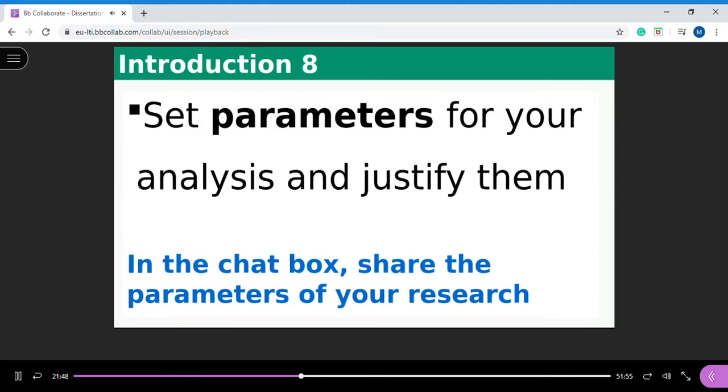So with your subject, can you just share any parameters of your research? For example, you might be looking specifically at one country in Africa, or you might be looking at 1960 to 65, or you may be using a feminist approach specifically. So can you share your parameters in the chat box?